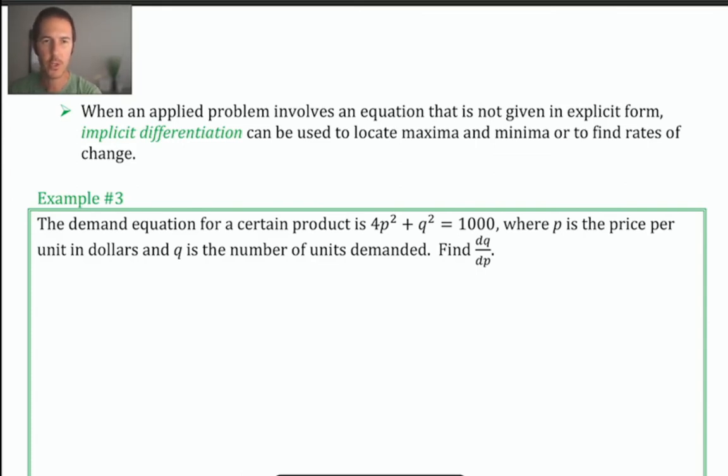So this is a demand equation for a certain product, and there it is. P represents price per unit in dollars. Q represents the number of units demanded, and we want to find dq dp, which is the rate of change in number of units demanded with respect to the rate of change in price per unit. So as price changes, the demand is going to change also. That's no surprise there. The more expensive something gets, my guess is the less the demand.